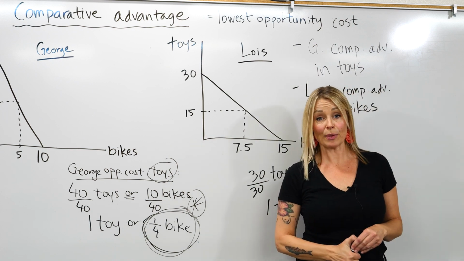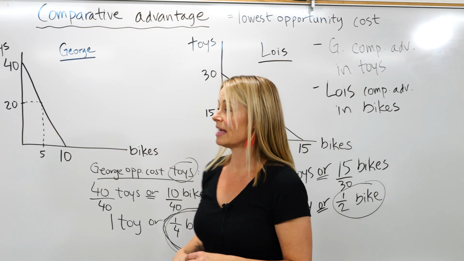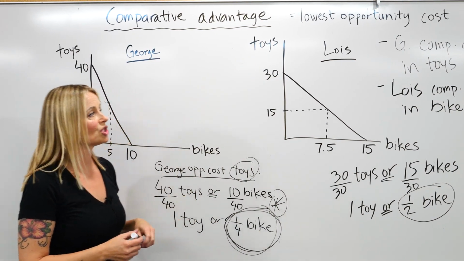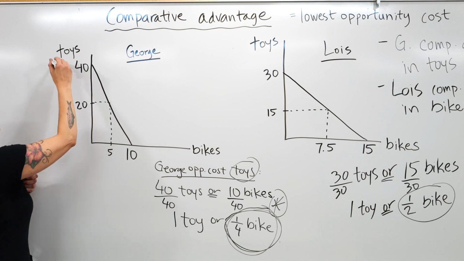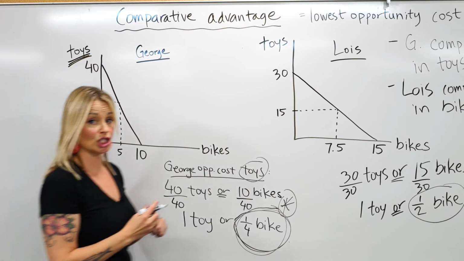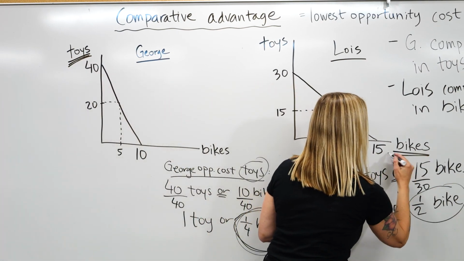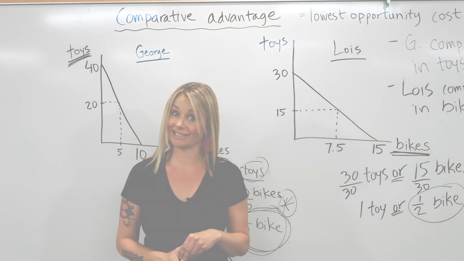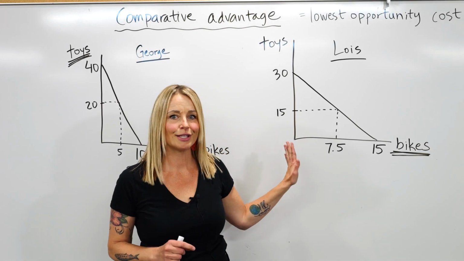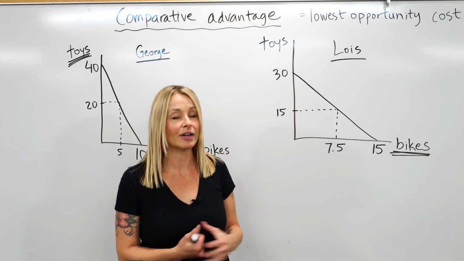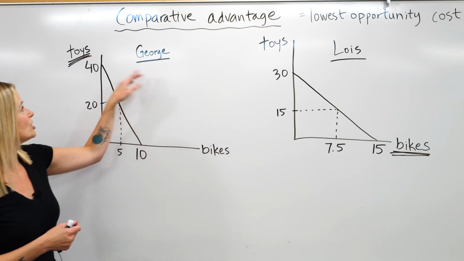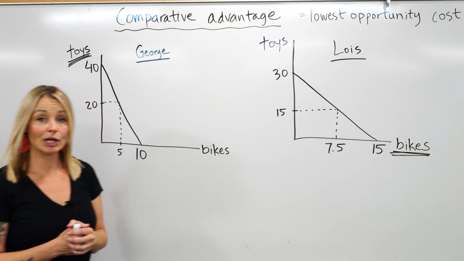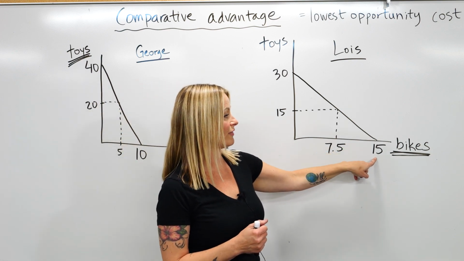All right, so now we're going to take a look and see what happens if they each just produce the item of their comparative advantage. So George is just going to produce toys, and Lois is just going to produce bikes. And let's magically clear off some of this stuff from the board real quick. All right, so the board is a little cleaner, so we can put some more mess on there. So we decided that George is just going to make toys. So George is going to make 40 toys, and Lois is just going to make bikes. So she's going to make 15 bikes.